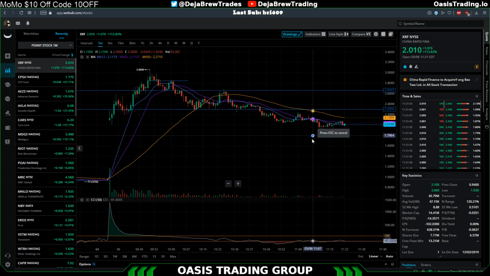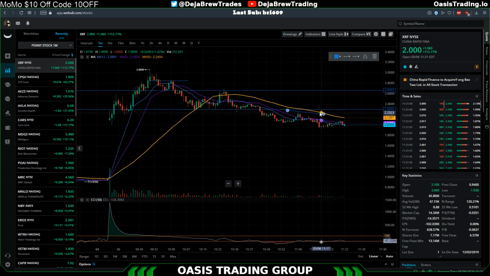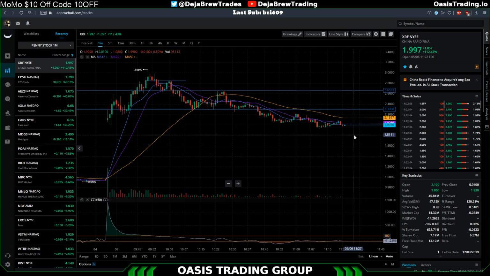When you fail that retest of that range there, you didn't get a perfect test, but pretty much perfect. You could have shorted that. So you came up to the range, failed it. You could have taken that short. A little risky though, since this did have a 200% move on the day.